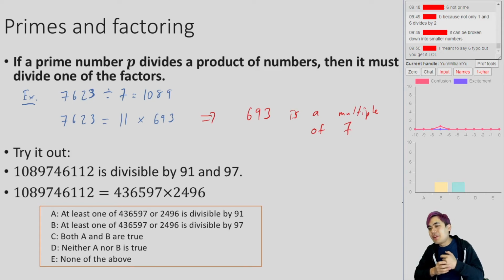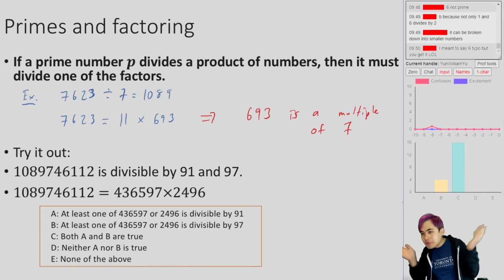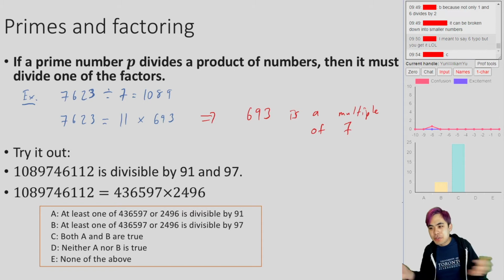At least one of the two things is divisible by 91. At least one of the two things is divisible by 97. Both A and B are true. Neither A nor B is true, or none of the above.